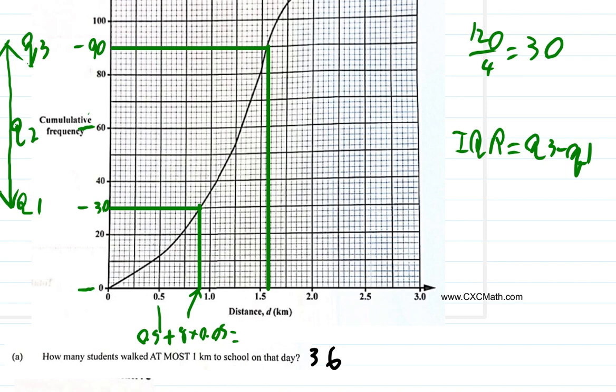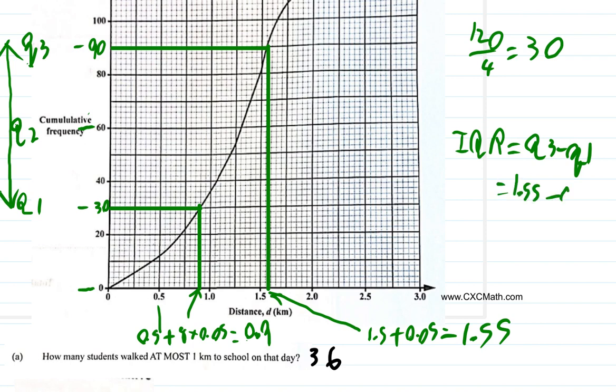Should write the 0.5 here before. So this is 0.5 plus 0.4, which is 0.9. And then for here now, this would be 1.5 plus what? Call it one of the small squares, 0.05. So it's 1.55. So therefore, what you're looking at is 1.55 minus 0.9 kilometer, which is what?